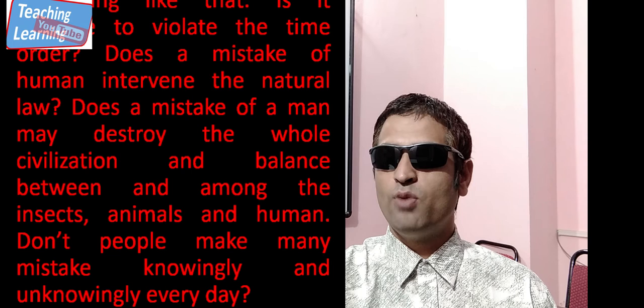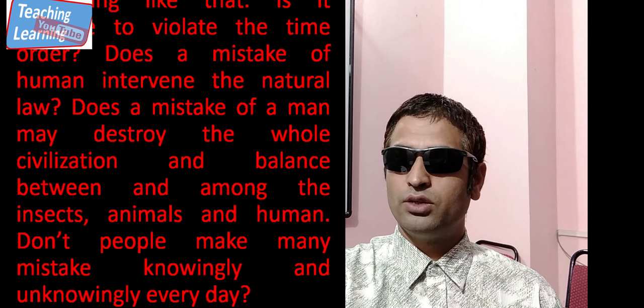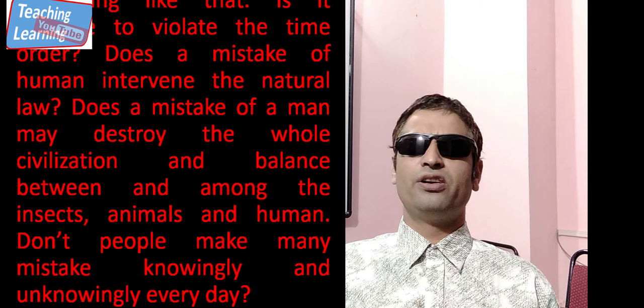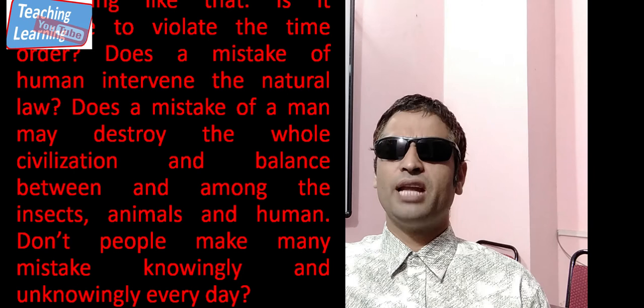Don't people make many mistakes knowingly or unknowingly every day? So why is this happening over here only? There are so many questions. A stupid person can do something, a blunder, but does it destroy, kill and sweep away the whole human civilization? Does it break the entire ecosystem of insects, animals, and humans? Obviously no, because we humans are very stupid. We are making mistakes every day.